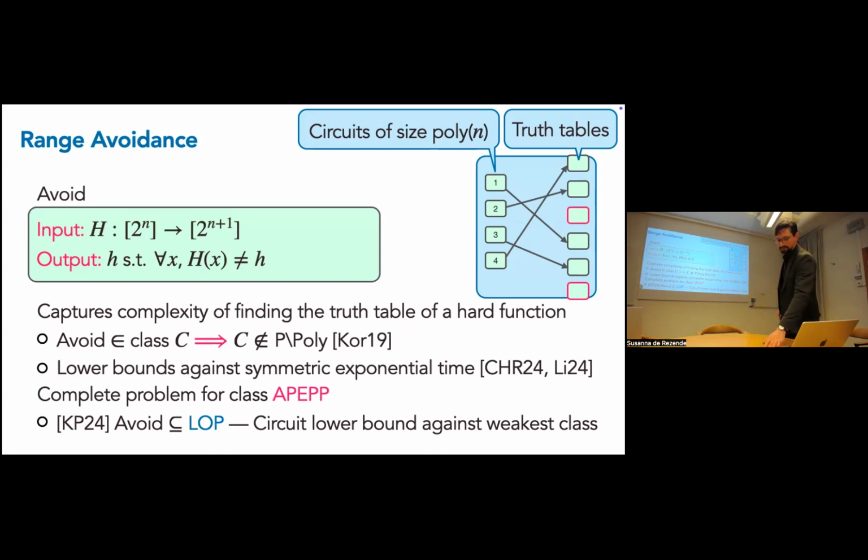Wait, sorry, I think I missed something. You said lower bounds against symmetric exponential time. So there's something in symmetric exponential time that doesn't have small circuits. And the way that this result works is by showing that Avoid is contained within this class. Avoid is like finding a hard truth table, so this class can find a hard truth table. Therefore, okay. Yeah.